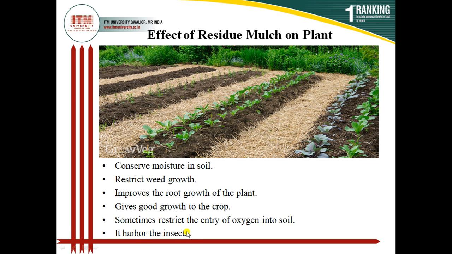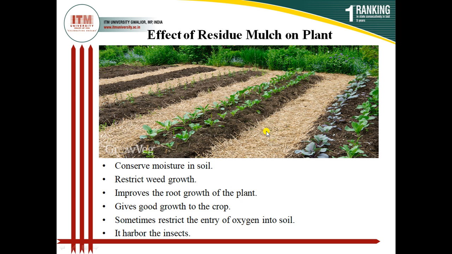It harbors the insect. Some dry agriculture waste attracts the insect also. So the insect problem in the field may be high. So this may be a problem of organic mulch. This is called organic mulch also. So this crop residue, if it is managed as a mulching, it has certain beneficial impact and it has certain negative impact on the plant also.